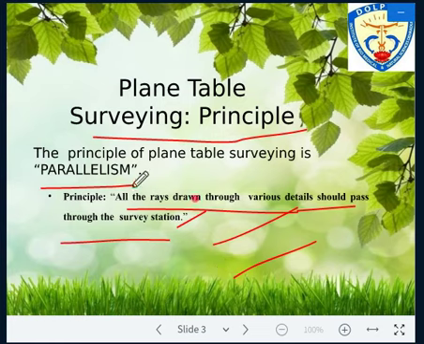So again I am making a statement of what parallelism means. Parallelism means that rays drawn from the station to the object on paper are parallel to the lines from the station to the object on the ground, right? That is the principle of plane table surveying.